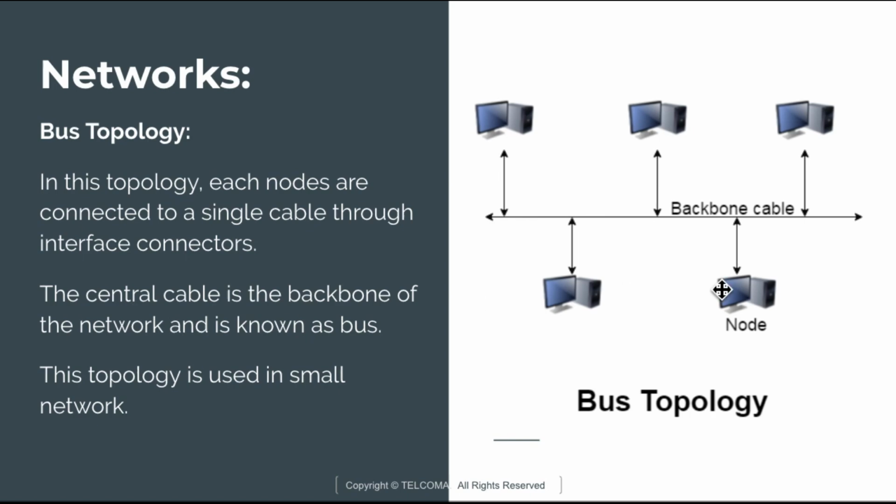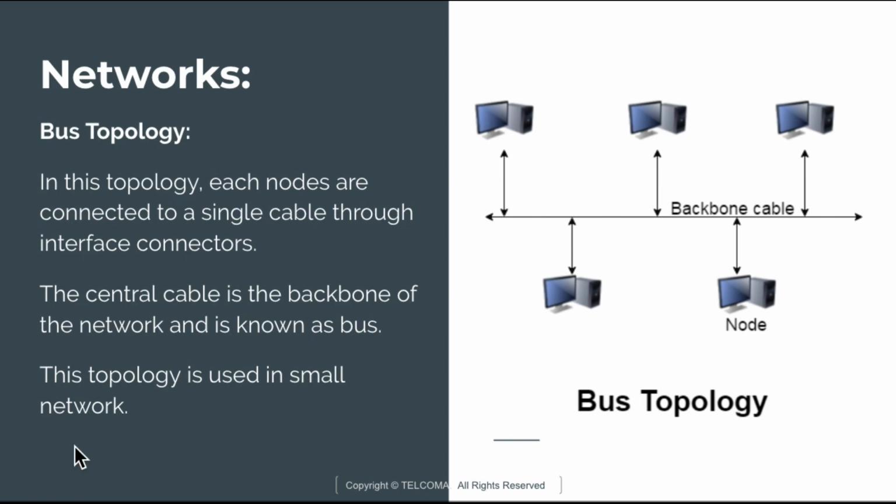Here you can see that this is a bus or backbone cable, and these devices are connected to this backbone cable with the help of an interface connector. The advantage of this topology is that the installation is less costly because fewer cables are required compared to other network topologies, it is easy to understand, and it is also easy to expand by joining two cables together. The disadvantage of this topology is that if the central cable breaks down, the whole system will fail, and as the number of nodes increases in the network, it will lead to heavy traffic and performance issues. So this is about the bus topology.